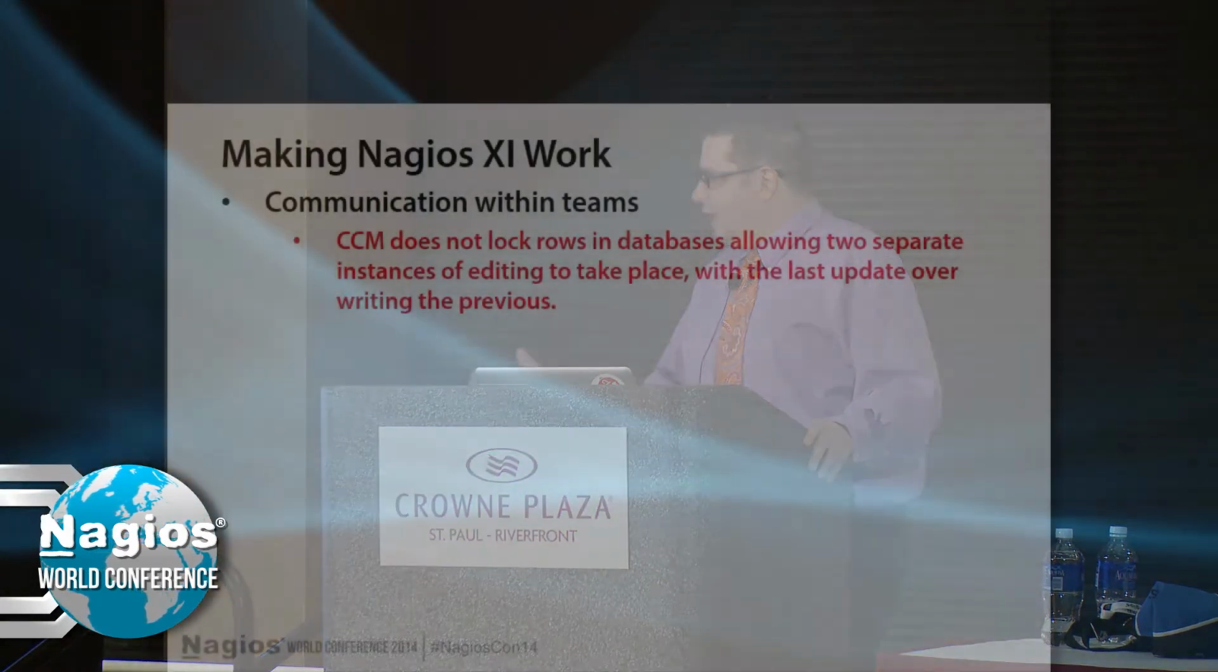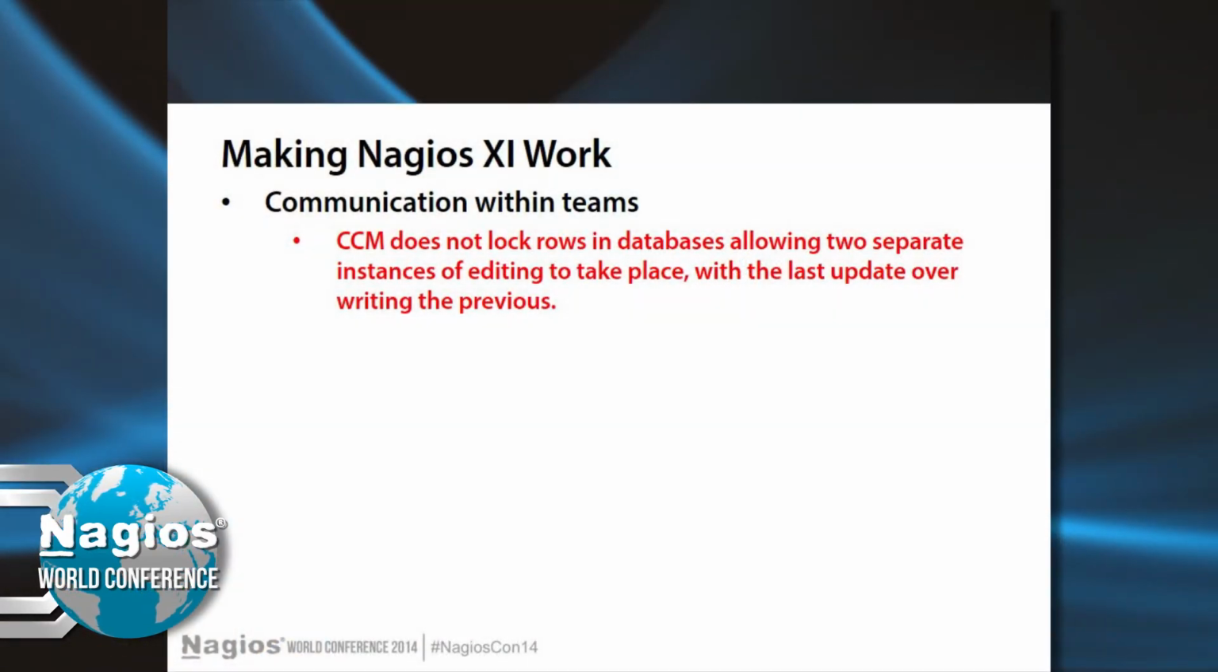Communication within teams is a big part of using Nagios. Because Nagios wasn't meant to be used in this method, and CCM doesn't support row locking, you have to ingrain in your developers a strong sense to talk to one another.